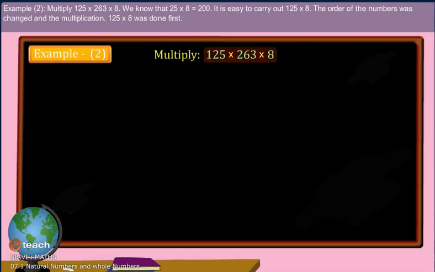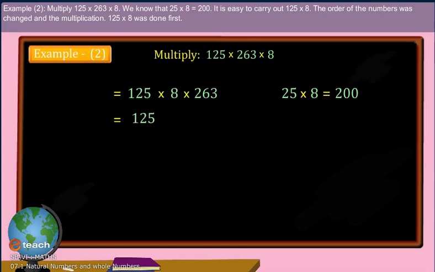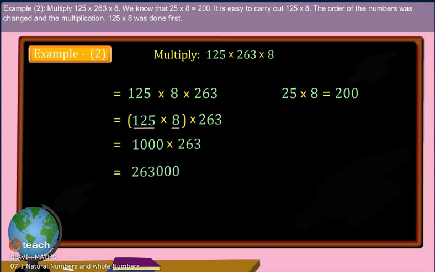Example 2. Multiply 125 into 263 into 8. We know that 125 into 8 is equal to 1000. It is easy to carry out 125 into 8. The order of the numbers was changed and the multiplication 125 into 8 was done first.